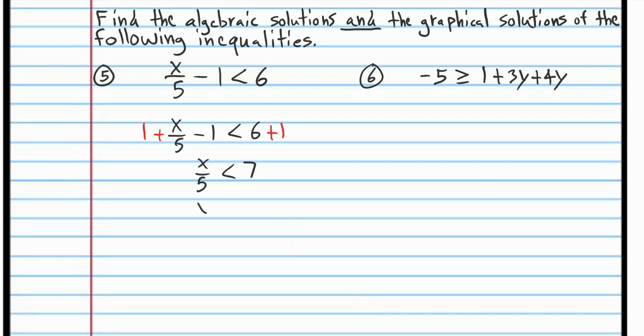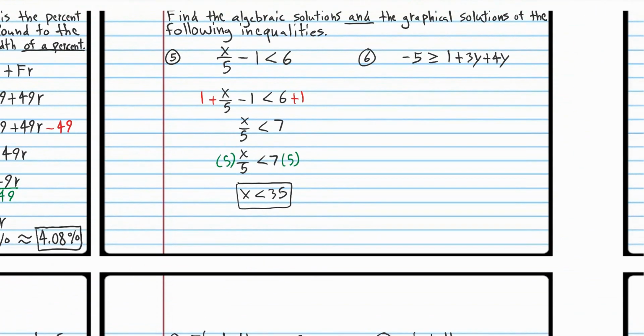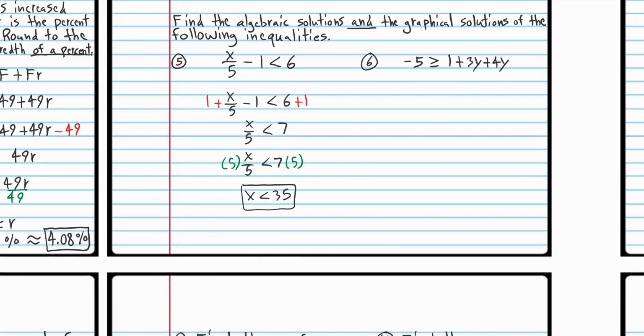And we're going to perform an operation on both sides, so we have to rewrite again. We're going to multiply both sides by 5, and we're left with x is less than 35. So that's the algebraic solution. But they want us to find the graphical solution also.